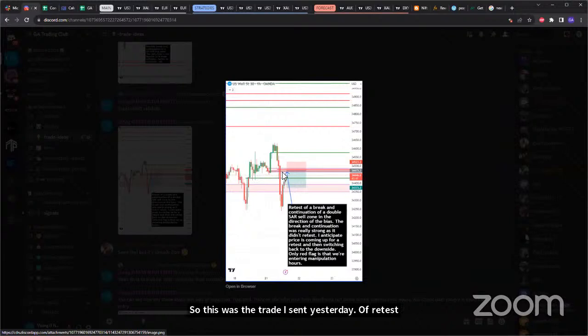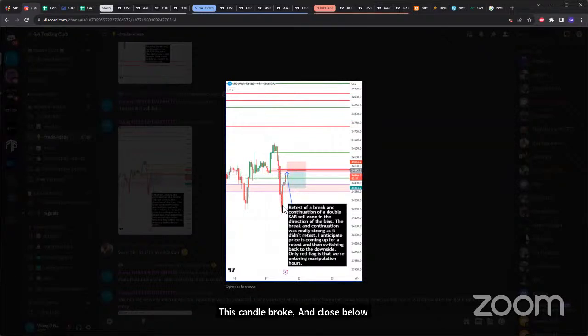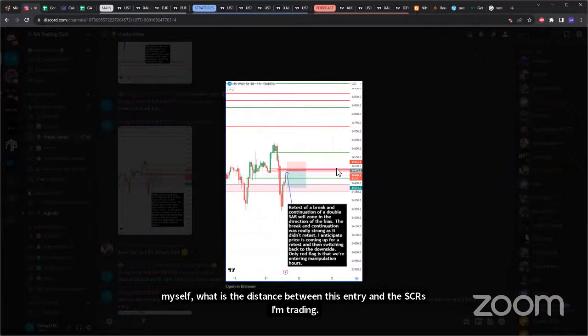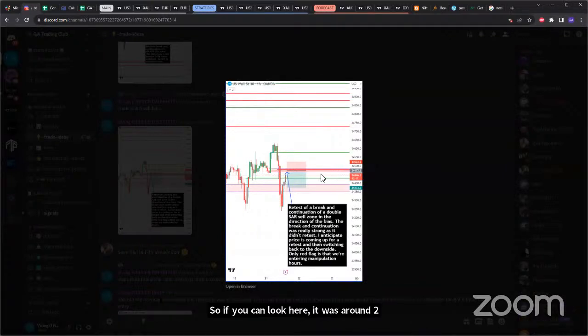Why is it a retest of a break and continuation? Because you see here, this double sell SAR zone, I think this was on the 1 hour. This candle broke and closed below, and the next candle also continued. So right here would have been the sell entry. But I asked myself, what is the distance between this entry and the SARs I'm trading? If you look here, it was around 250. The SARs were around 470. So that's around 210 pips.